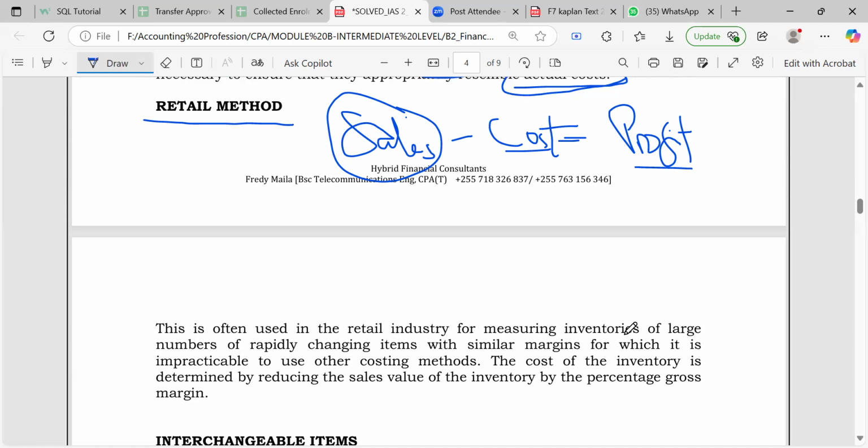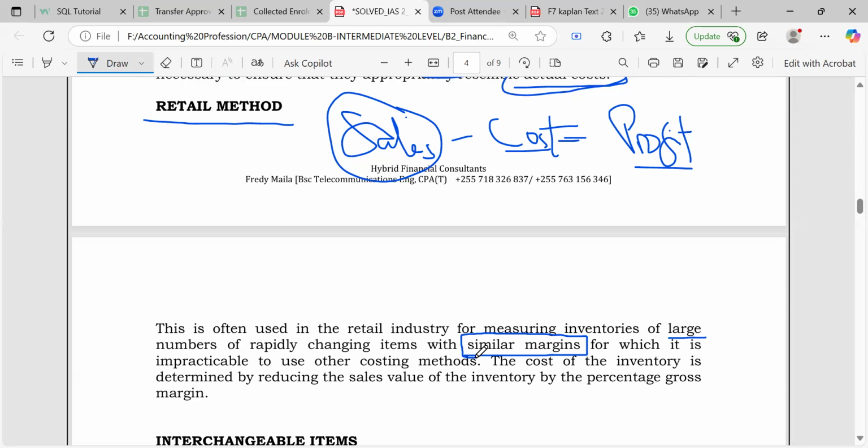Presume that you are doing that business. You have a large number of rapidly changing items with similar margins. This is the point. First of all, we have a large number of rapidly changing items. So if you say that you need to measure one item after another, it won't be cost beneficial. You'll end up doing the job and actually getting nothing out of it. You see? So we say, oh, we can't do this. This is just wastage of time. So what are we going to do? This is easy. It's no big deal.